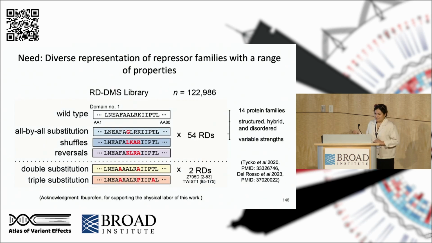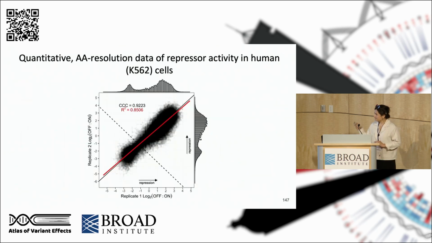And then, of course, we wanted to assess repressors as a functional class. So we had to do this deep mutational scan on many different domains. And so we actually did this on 54 different repressor domains, which we sampled from different protein families that varied in their level of structure and disorder, and that we knew would have variable strengths. And this library ended up being over 100,000 elements, and I'd just like to give a shout out to the cheapest drug that allowed me to do this.